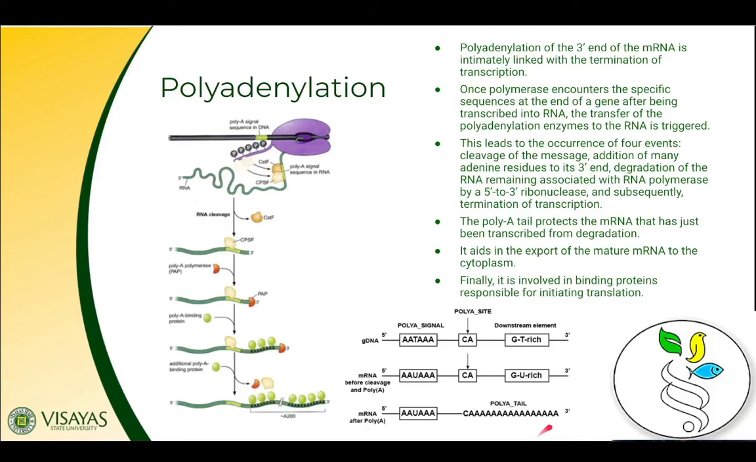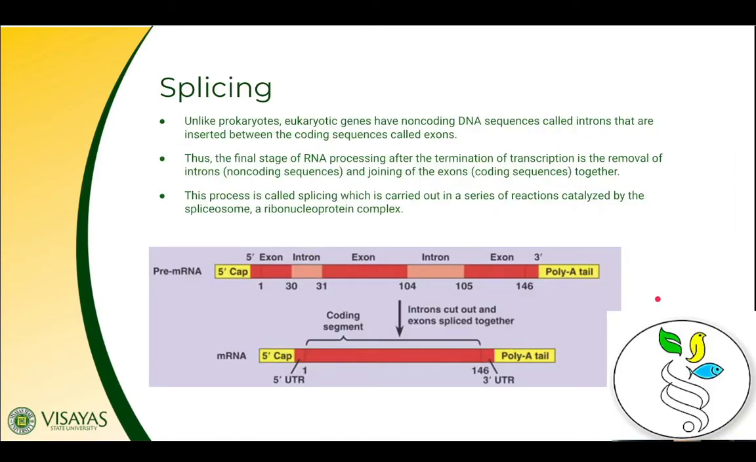Okay? And this is useful because knowing this makes it easier for scientists to isolate expressed mRNA. When you study transcriptomics, it will be easier because you will be able to directly capture the mRNA expressed because of this poly A tail. Okay? Now the last post-transcriptional process in eukaryotes is what we call splicing.